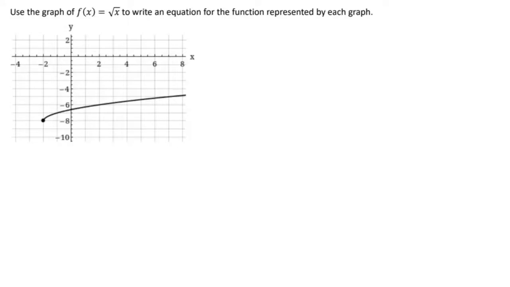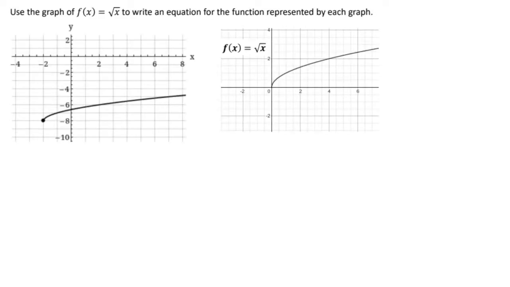Let's look at this graph. Use the graph of f of x, which is the square root of x, to write an equation for the function represented by the graph. Okay. So as you can see, this looks like my square root of x, but it's not at the origin, right? So let's write the parent square root of x. This is the parent function, and I see that it's very similar to this, but it's in a different location. It got some transformations, or it got shifted.